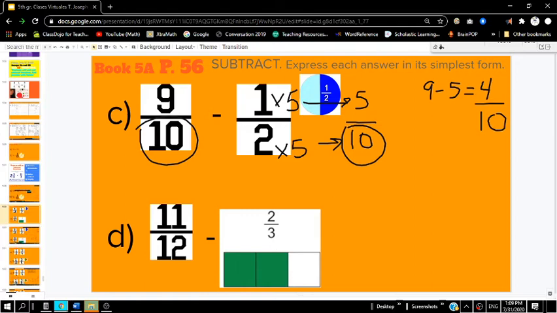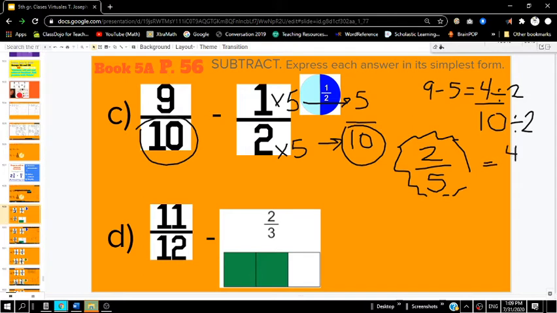Well, we find the common factor. So 4 and 10 both have 2 as a common factor. Let's divide 4 by 2 and divide 10 by 2. 4 divided by 2 is 2, and 10 divided by 2 is 5. So my final answer is 2/5. You'll notice that 2/5 is the same as 4/10. Those are called equivalent fractions. But the better answer would be 2/5 because that's a simple fraction. Let's go on to letter D.